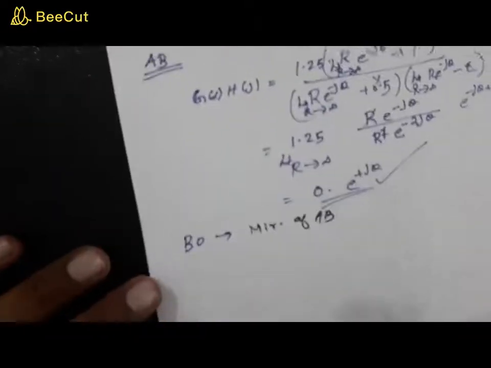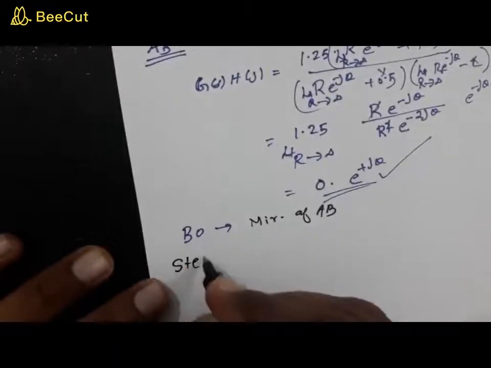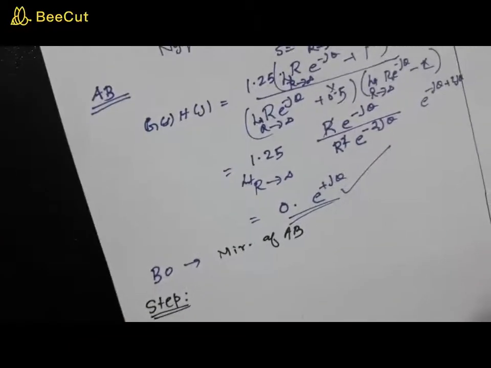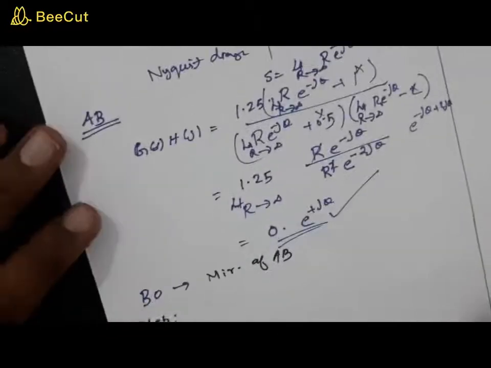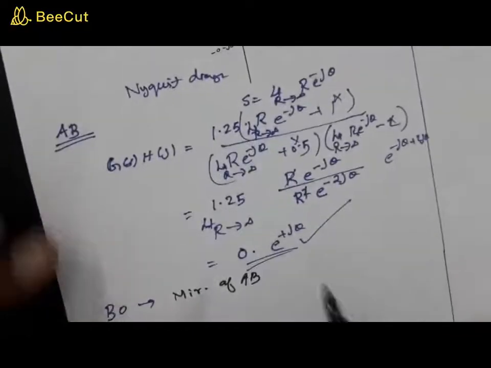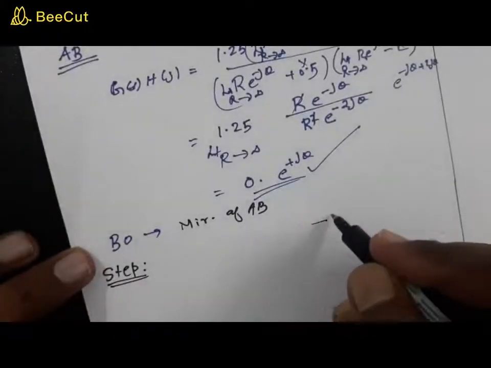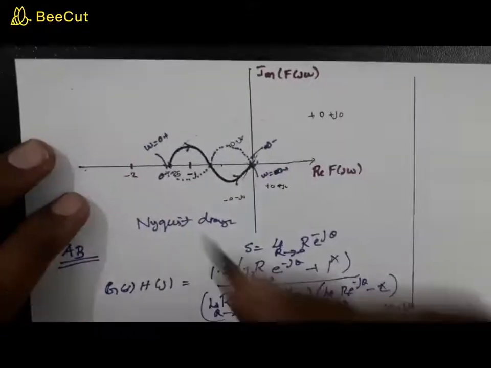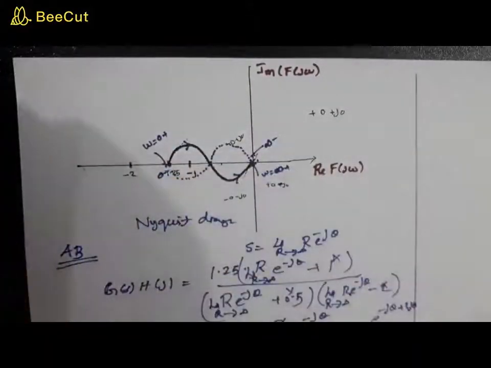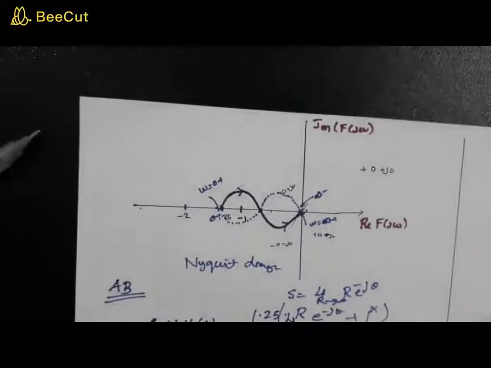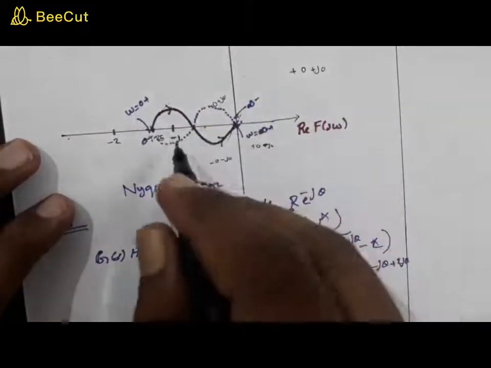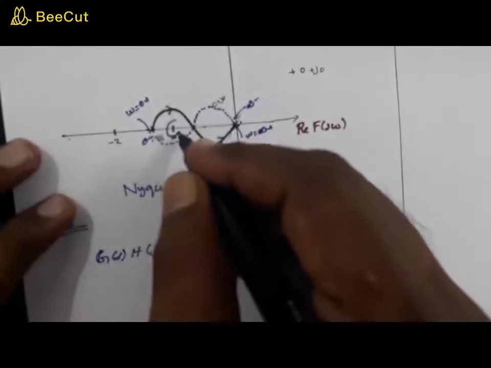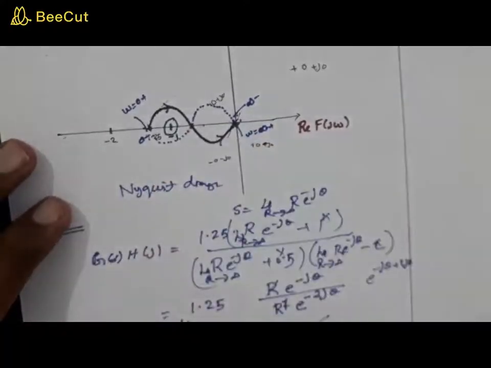Now what's your next step? The next step is to find out the encirclements. How will you calculate the encirclement? Which is the point of encirclement to be considered? This is -1 + j0. So where is it? This is the -1 + j0 point, right?